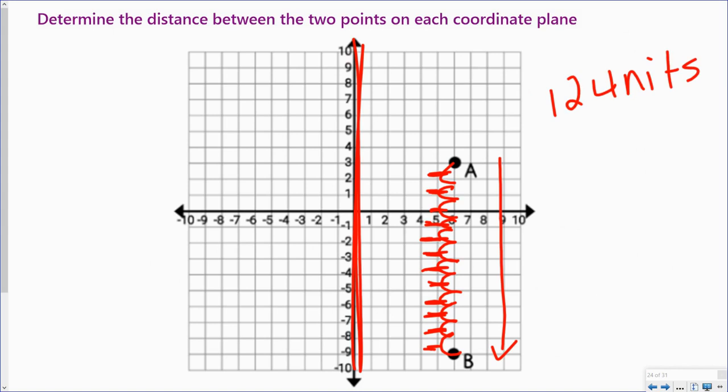Well, and we can also look at from A to the x-axis is 3 spots. And then if I look at from the x-axis down to B, that is 9 spots. And 3 plus 9 gives me 12.